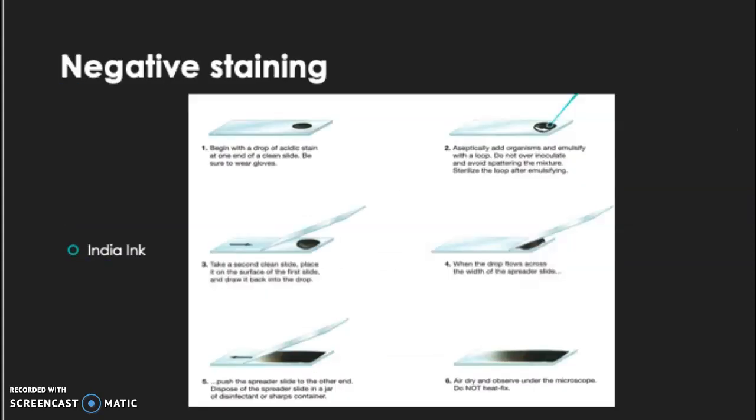Negative staining. Negative stains use an acidic dye, such as India ink, and it colors the background of the slide. Negative stains use acidic stains such as eosin, nigrosin, or India ink. Most simple negative stains allow for visualization of cell morphology.